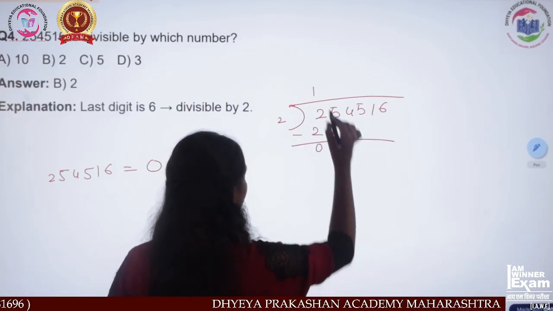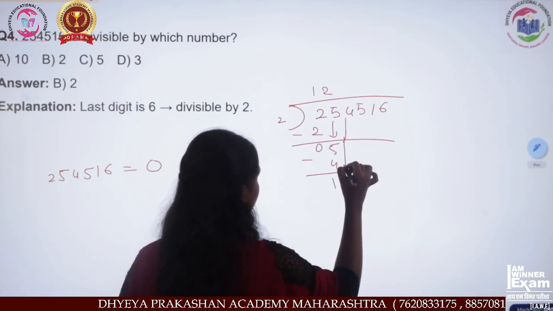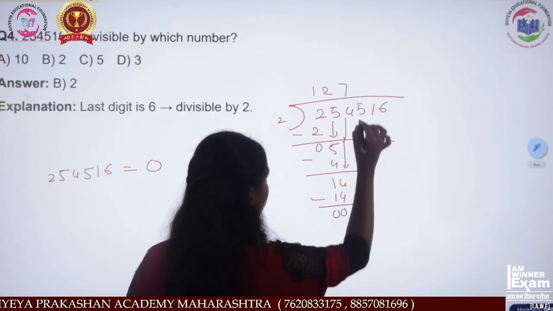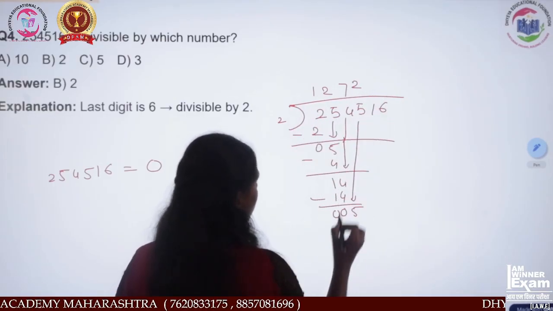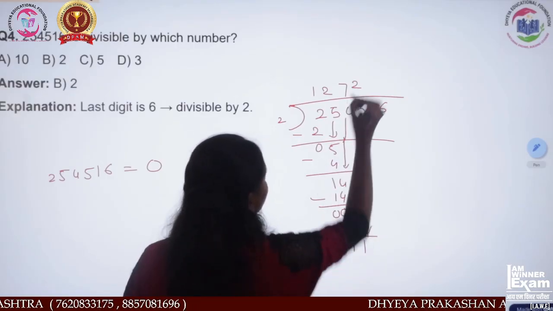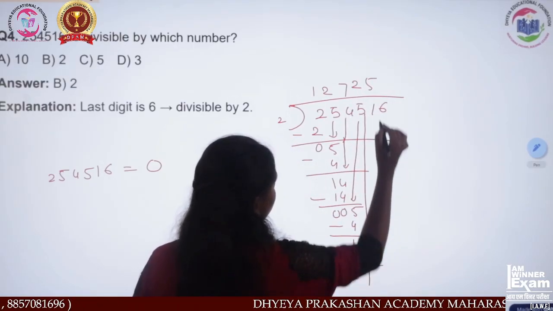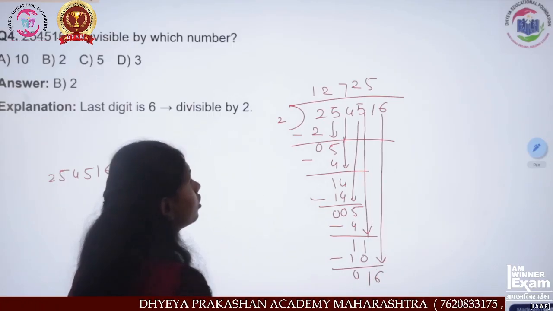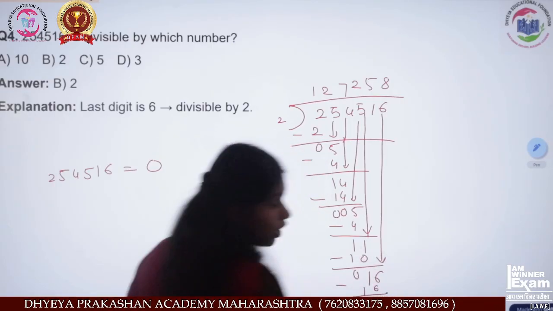So 2 ones are 2, 0. 5 will be down. 2 twos are 4, so you will get 1. Then this 4 will be here. 2 sevens are 14, 0, 0. 5 will be down. Then 2 twos are 4, 1. Then this 1 will be down. 2 fives are 10. Remainder 1. Then this 16, 6 will be down and you will get 16. 2 8s are 16.